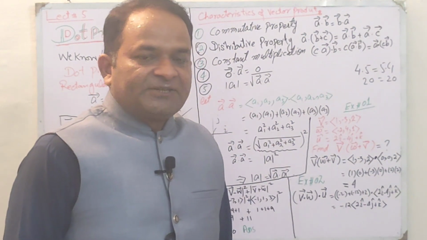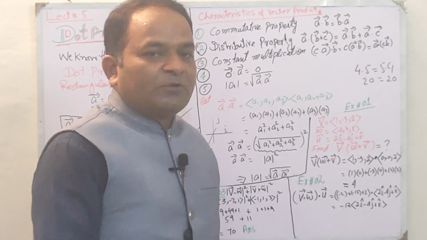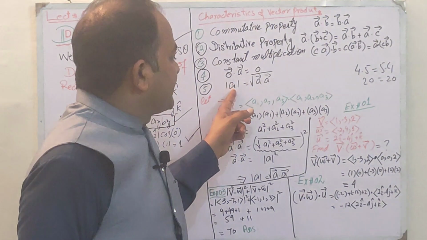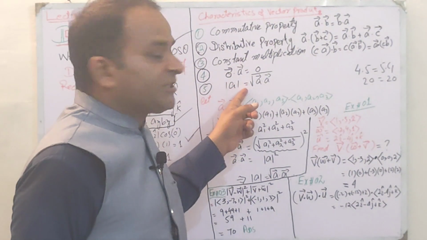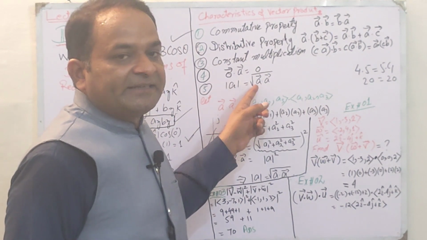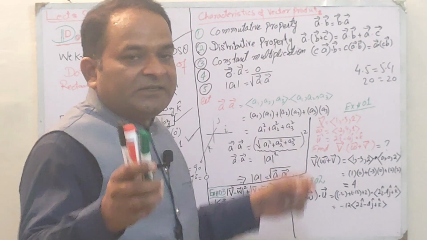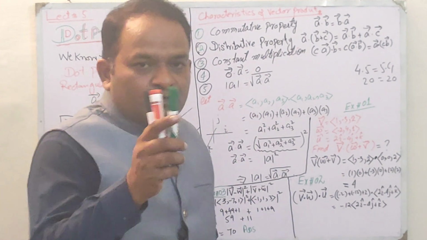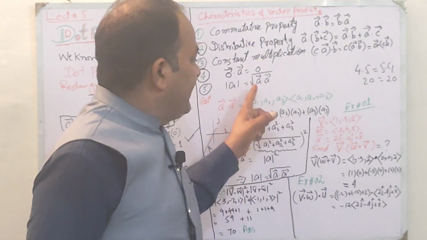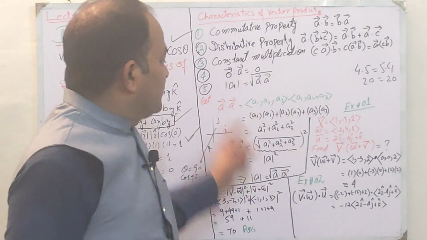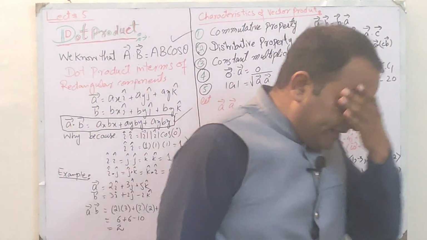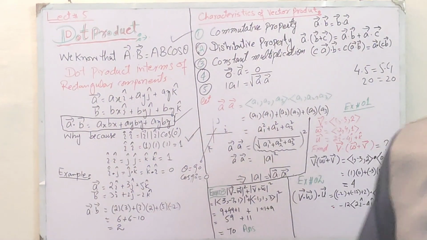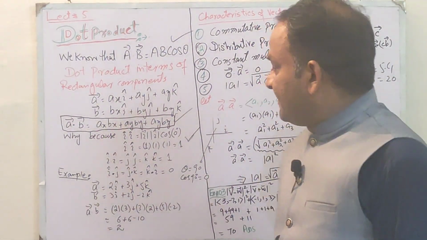The fifth characteristic of this dot product is this: the magnitude of vector a must be equal to the square root of a vector dot a vector. So I am going to solve this property. It is very easy, not a difficult task for us.